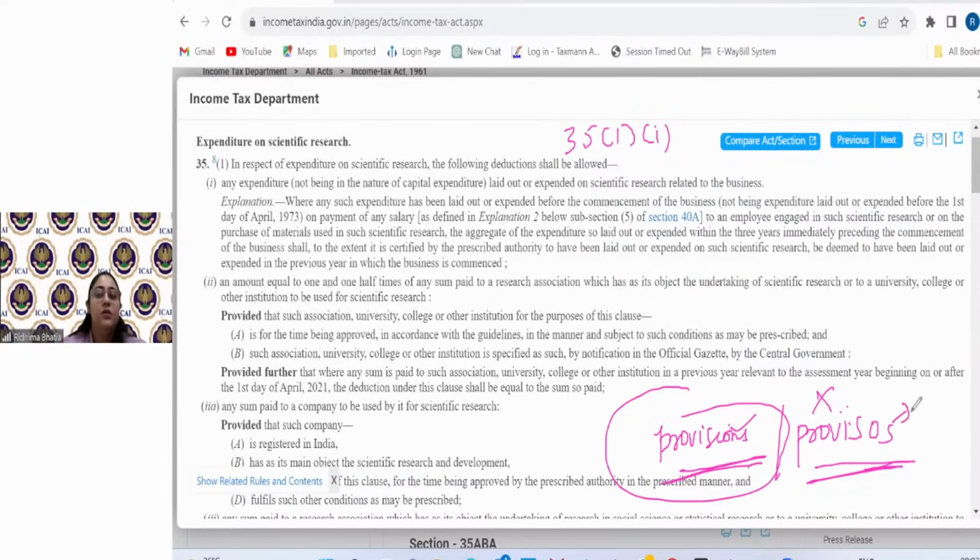See, proviso are certain exceptions you can say, or condition to a section, or condition to a clause, or condition to a subsection, anything. Provisos are exceptions or extra conditions to a section.